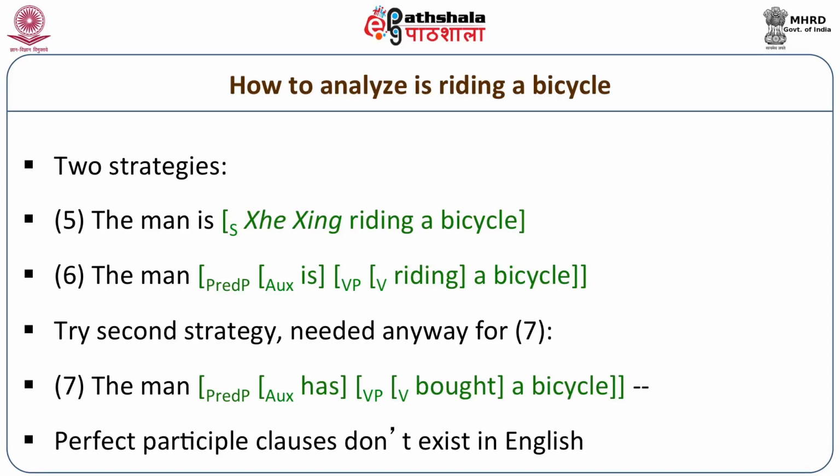How do we decide whether riding a bicycle in the man is riding a bicycle does or does not qualify as a full participial clause with a subject of its own and a separate tense marking of its own?